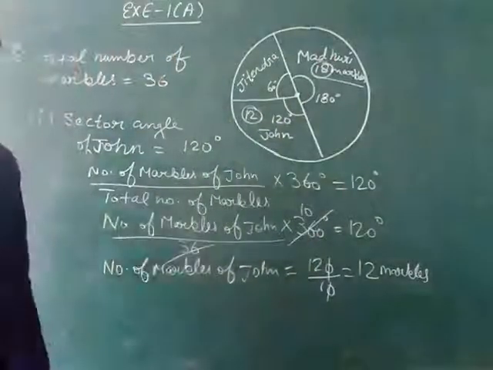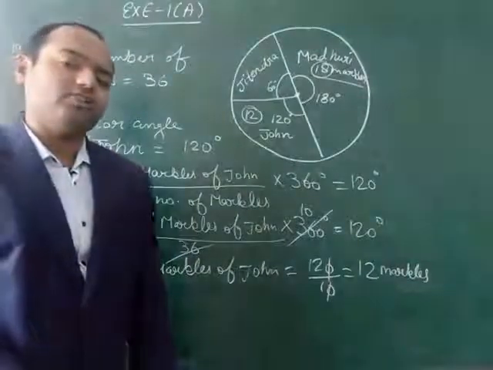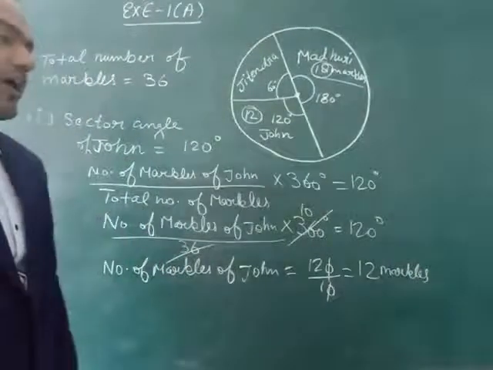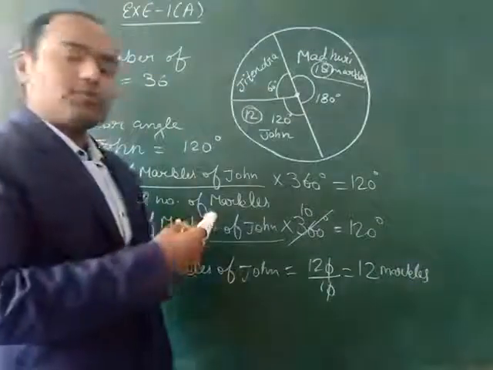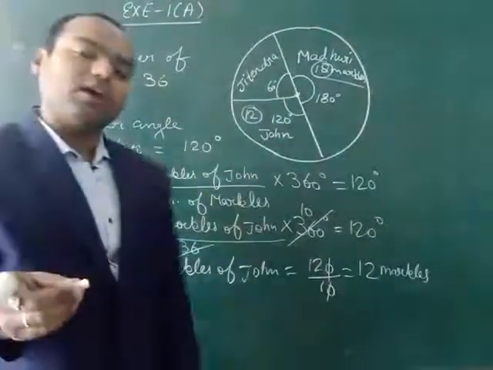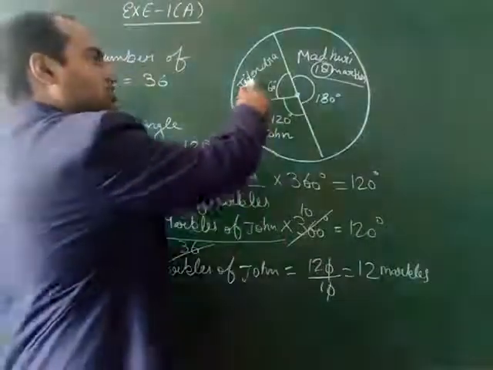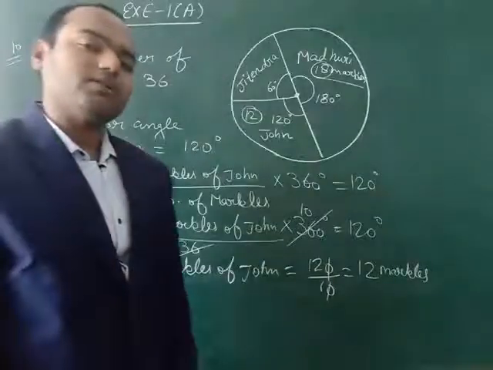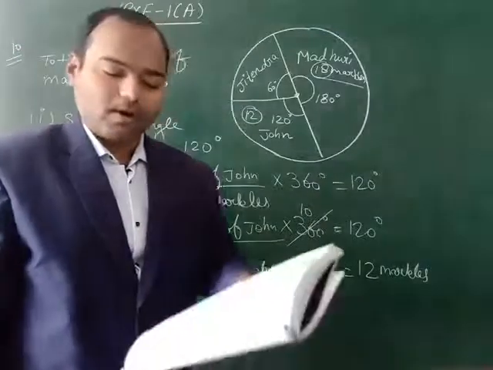So the total number of marbles which we have to distribute among these three students is 36. Out of 36, 18 and 12 we have already given. Now the remaining marbles will be with Jitendra. Who will get the remaining marbles? Jitendra will get the remaining marbles.